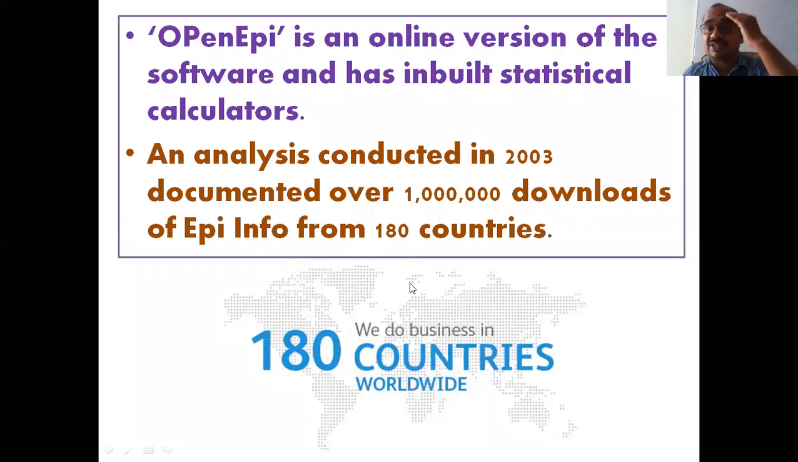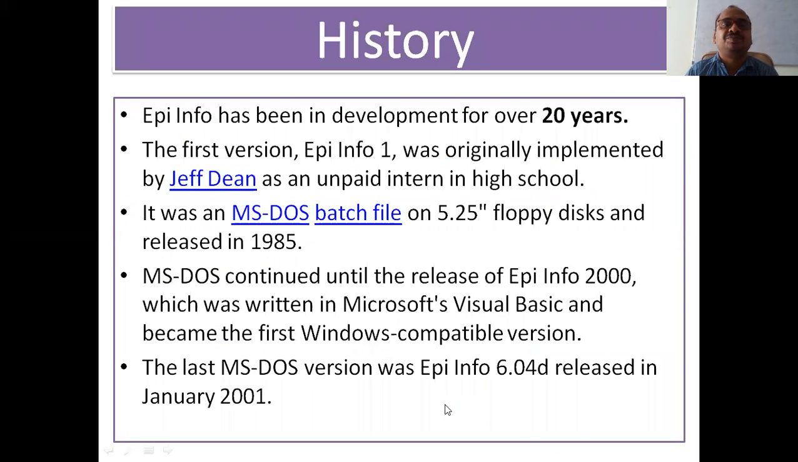See, an analysis was conducted in 2003. This Epi Info document was downloaded by 3, 4, 5, 10 lakh people, downloads of Epi Info from 180 countries. Just imagine. It is not possible for a human being to go to 180 countries and ask them to survey. For one disease, they have collected data from 180 countries. They are doing a business in 180 countries.